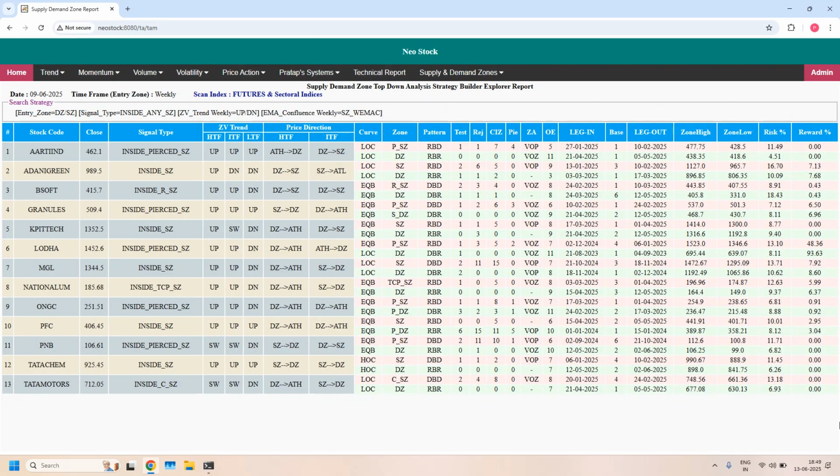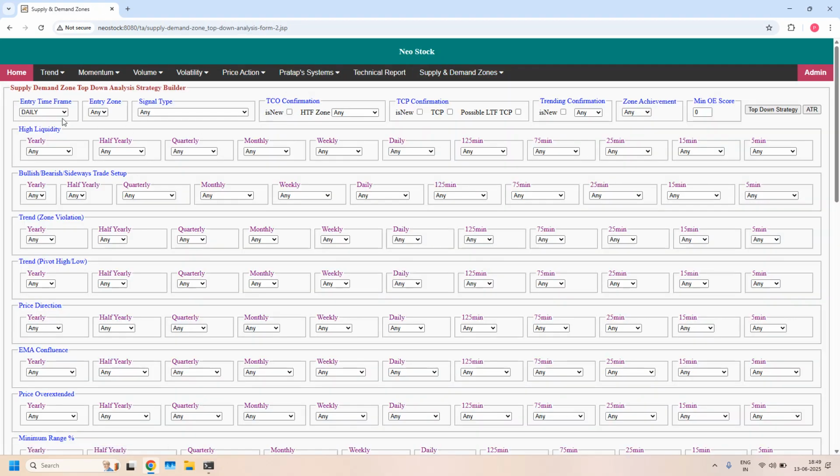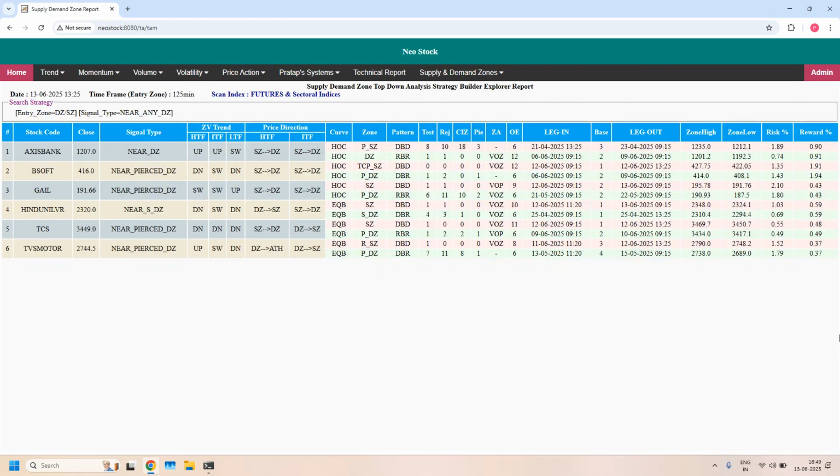These 13 weekly supply zones have weekly EMA confluence, and trend on the weekly is not sideways, and also current price closed inside the weekly supply zone. So this is about the weekly time frame. Next time frame daily was already generated in the beginning of the report, so I am generating the next time frame, 125 minutes reports. Stocks near demand zone. We got 6 stocks.